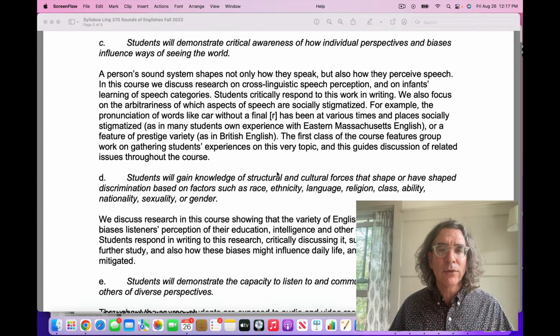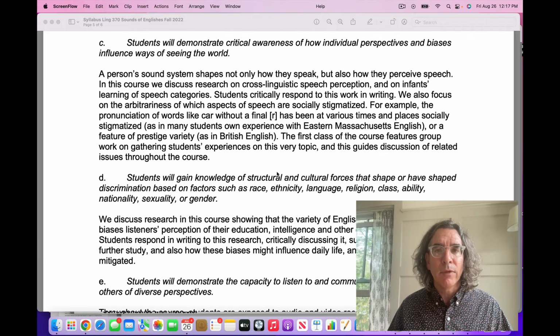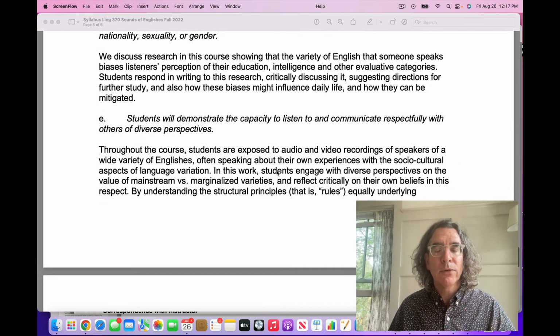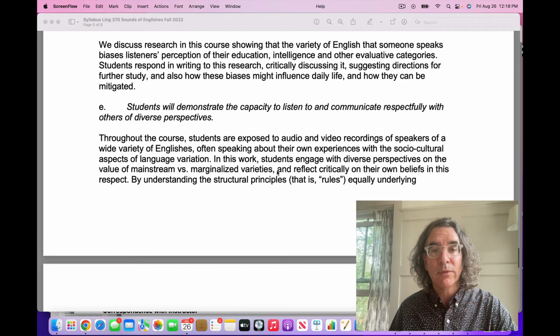We'll also talk about research that shows that how the variety of English that one speaks can affect other people's perception of you in terms of your education, intelligence, and other evaluative categories. This is, in essence, what language discrimination is about. You'll be exposed to audio and video recordings of speakers of a wide variety of Englishes, often speaking about their own experiences with socio-cultural aspects of language variation. We hope that you'll be able to engage with diverse perspectives on the value of mainstream and marginalized varieties and reflect critically on your own beliefs and other people's beliefs about this.